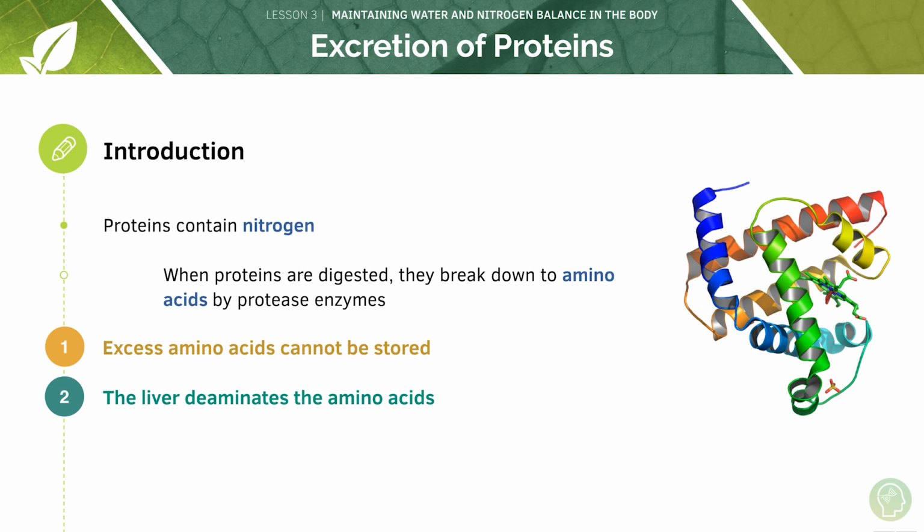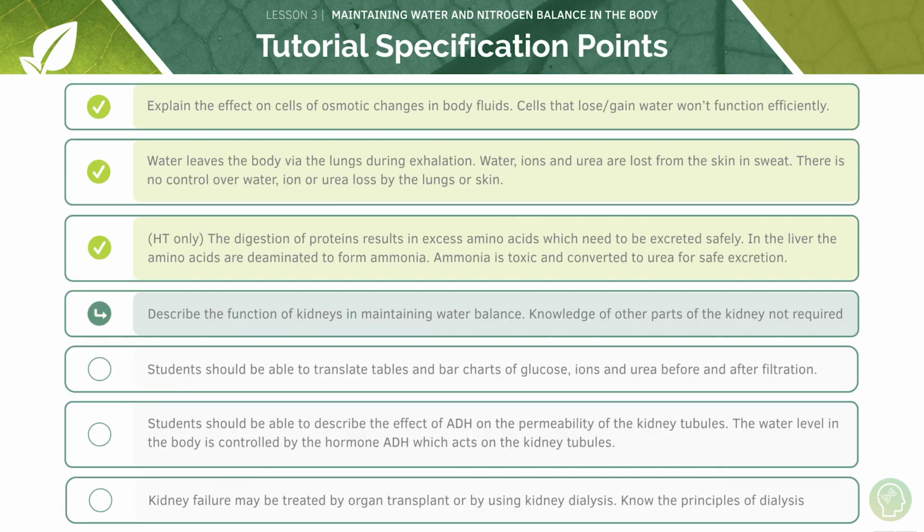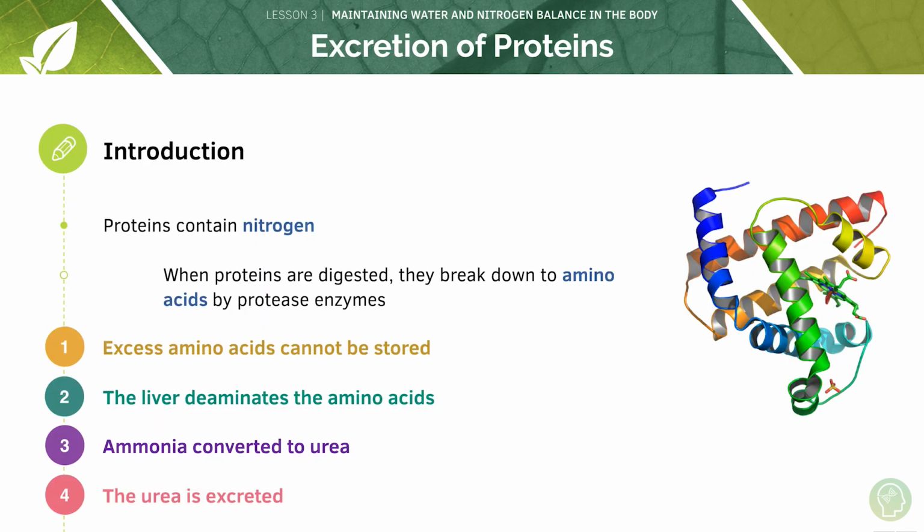And because the liver is deaminating the amino acids, this is going to form ammonia, which is a toxic compound. And ammonia is converted into urea because urea is a safer compound that's safe for excretion. We can't excrete ammonia because it's toxic to us. And it's this urea that is then excreted. So just remember these last few steps here.